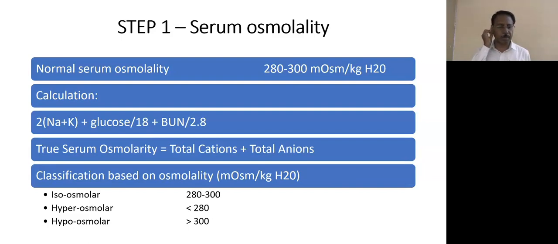And so basically osmolality is about the total cations and total anions put together gives you the total osmolality. And we classify them as iso, hyper, or hypo using the nomogram, whether it is less than 280 or more than 295 or 300. So the first step is to look at the osmolality.